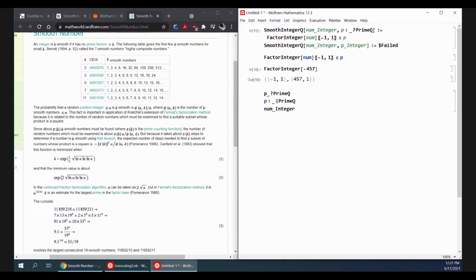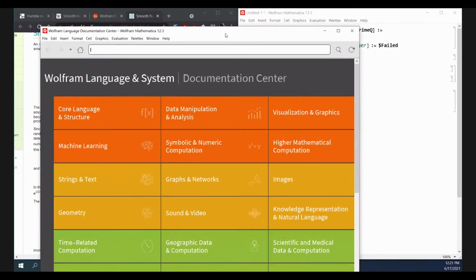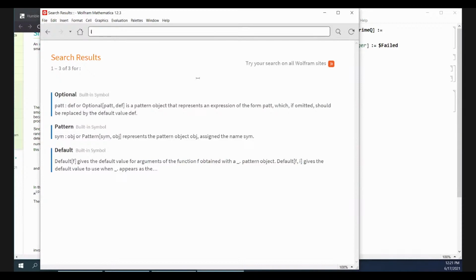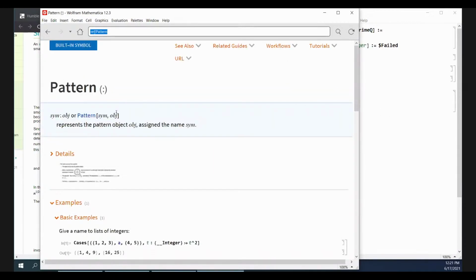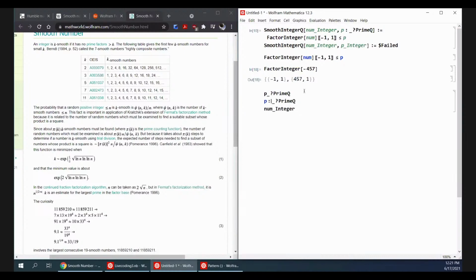And so what's going on here is it's saying this is a pattern which fits the condition that it's a prime, and we're naming it P. I think the colon can be a little bit confusing too. If I turn to the documentation here and we look up colon, we see that there's 3 different meanings for it, all with a slightly different definition. The one that's going on in the way that we were using it is pattern. So it's some name of a pattern and then the pattern object itself. So it's matching something to a prime q, and it's named P.